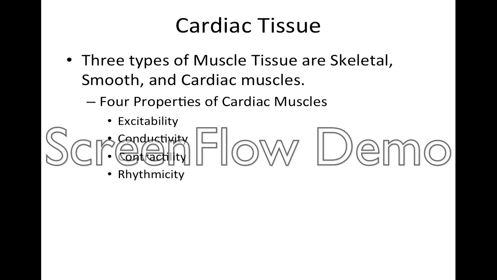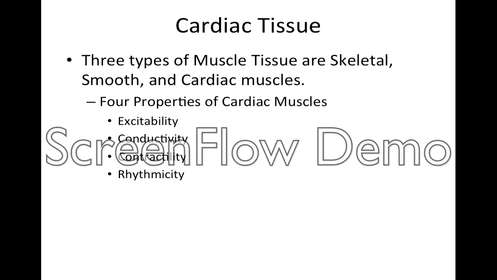There are three types of muscle tissue. In the heart, there's cardiac muscle tissue, and it has four properties that set it apart from skeletal and smooth muscle tissue. The first property is excitability. Excitability is the cardiac muscle's ability to generate the appropriate amount of action potential. The cardiac muscles send an electrical pulse that creates a single heartbeat.